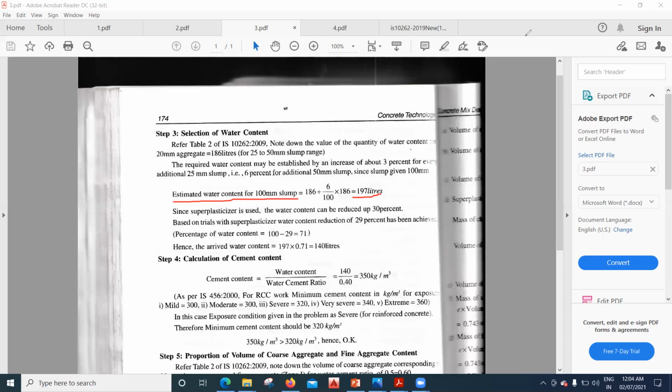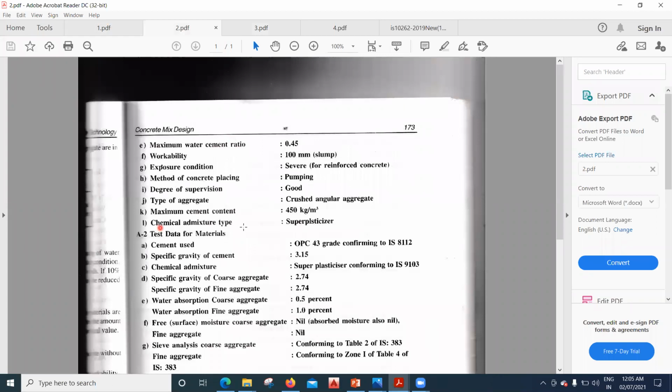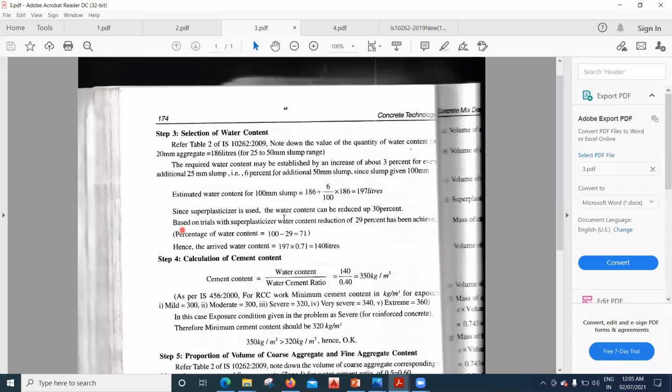Good. Now the interesting part: from chapter 2 we understood what a superplasticizer can do for us. A superplasticizer is going to reduce the water content in our concrete, and it's going to improve the workability, right? So we'll take the help of this superplasticizer, because it is given in the question that these people are using a superplasticizer in their concrete. If I go back, the chemical admixture they're using is a superplasticizer. So since a superplasticizer is used, the water content can be reduced by up to 30%.